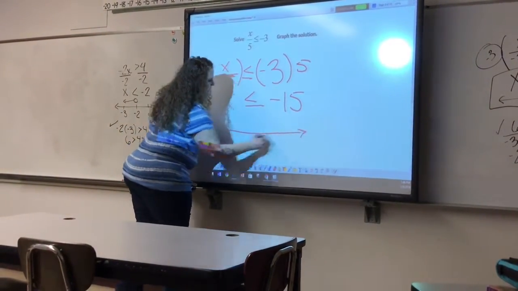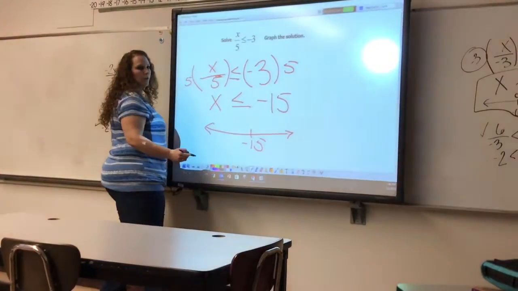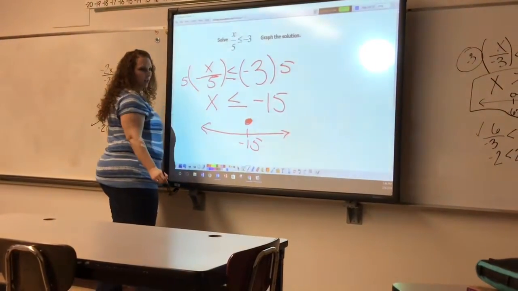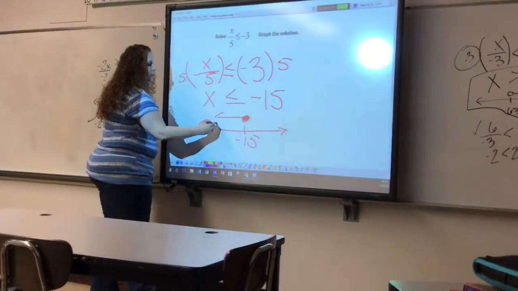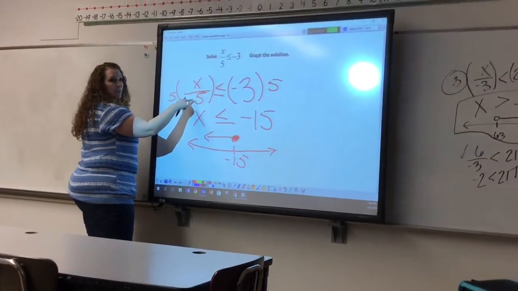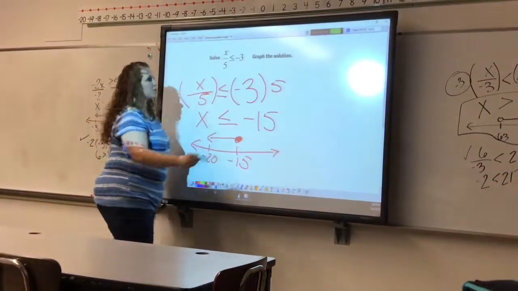And then you graph it. We're at negative 15. Open circle or closed circle? Closed. Why? Because it's equal to. And is my variable smaller or larger? Smaller. And then you check. Negative 16. Well, let's pick a number that's divisible by 5. Negative 20. That will make it easier so you're not dealing with fractions, right?